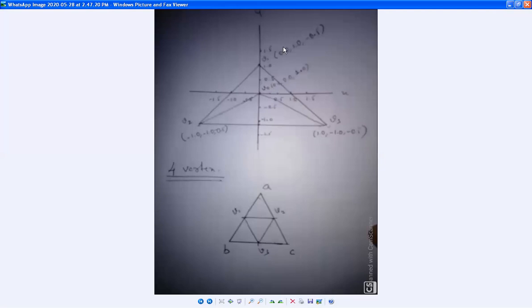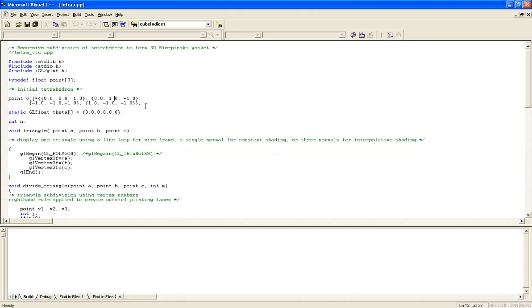And if I take here 0.0, 1.0, minus 0.5, minus 1.0, minus 1.0, 0, minus 0.5, and 1.0, minus 1.0, and minus 0.5, each being x, y, z. This is how I have taken them. Now this is what my points are. So my shape is ready, my vertices are ready.